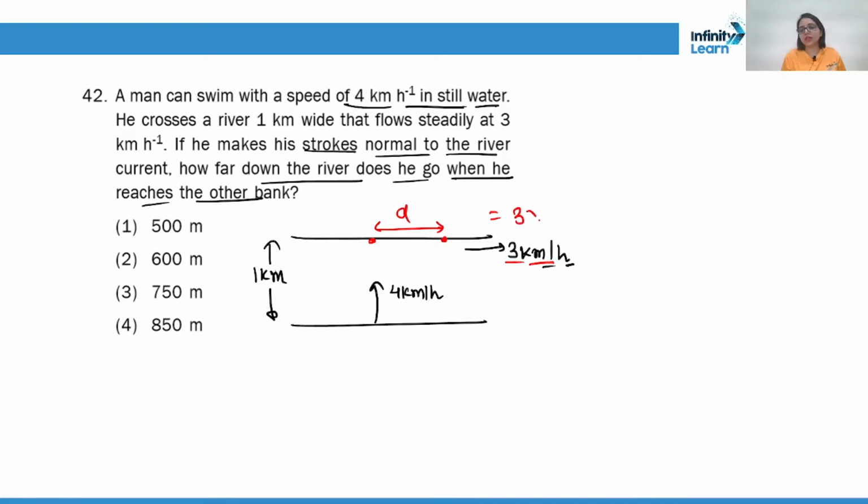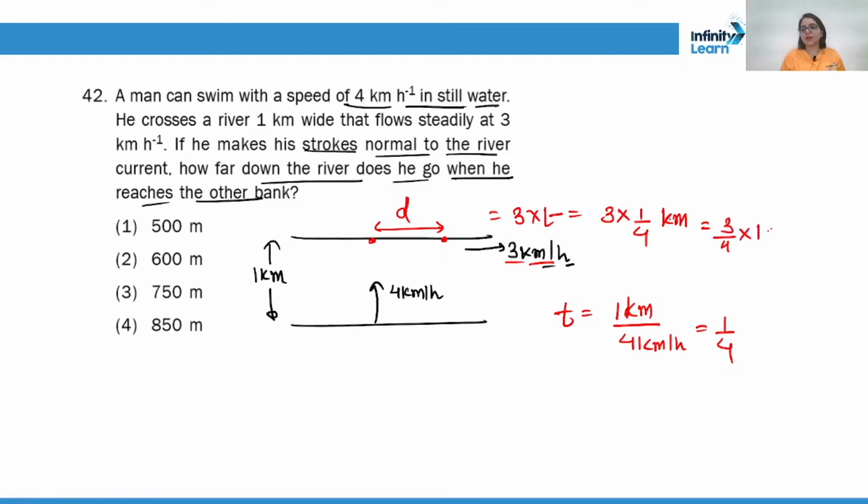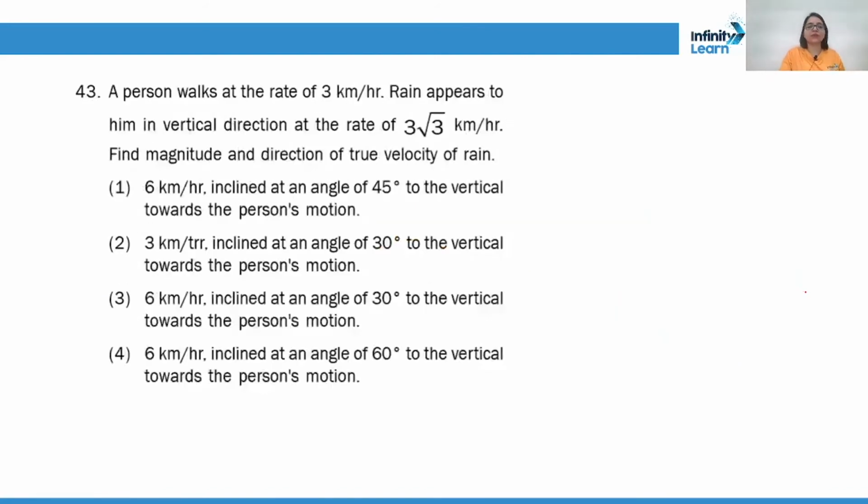So drift is 3 into time. Now what is the time taken to cross the river? It is the width of the river divided by velocity in the direction of width, which is 4 km per hour. So 1 by 4 hour is the time taken to cross the river, which gives 3 into 1 by 4, and that is equal to the drift. Okay, fine. This is in kilometers. So options are in meters. So let's multiply this with 1,000. So it will be 750 meters. So this is the drift produced by the current of the river, which is 750 meters.